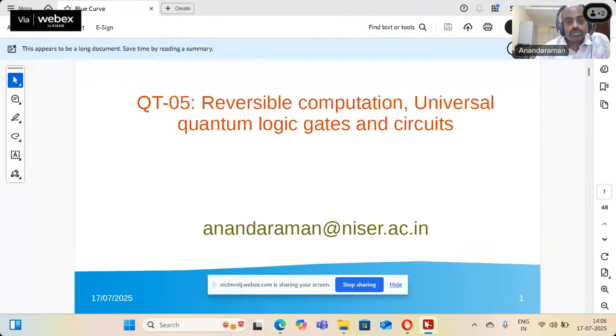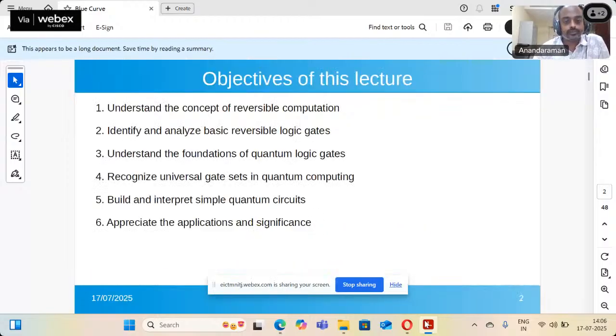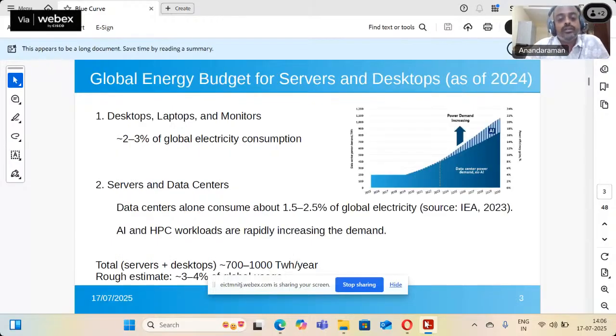So today we will see reversible computing, universal quantum logic and circuits. We will understand what reversible computing is and why it is needed, and how to construct reversible logic gates, and then how it is relevant in quantum computing also, and how to build simple circuits with reversible logic gates.